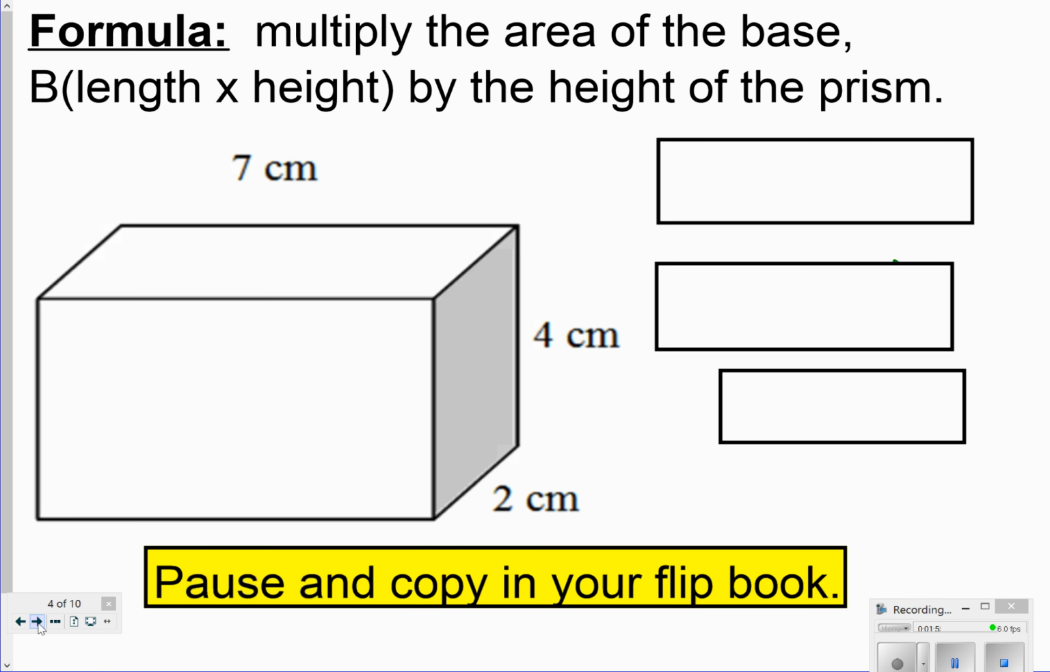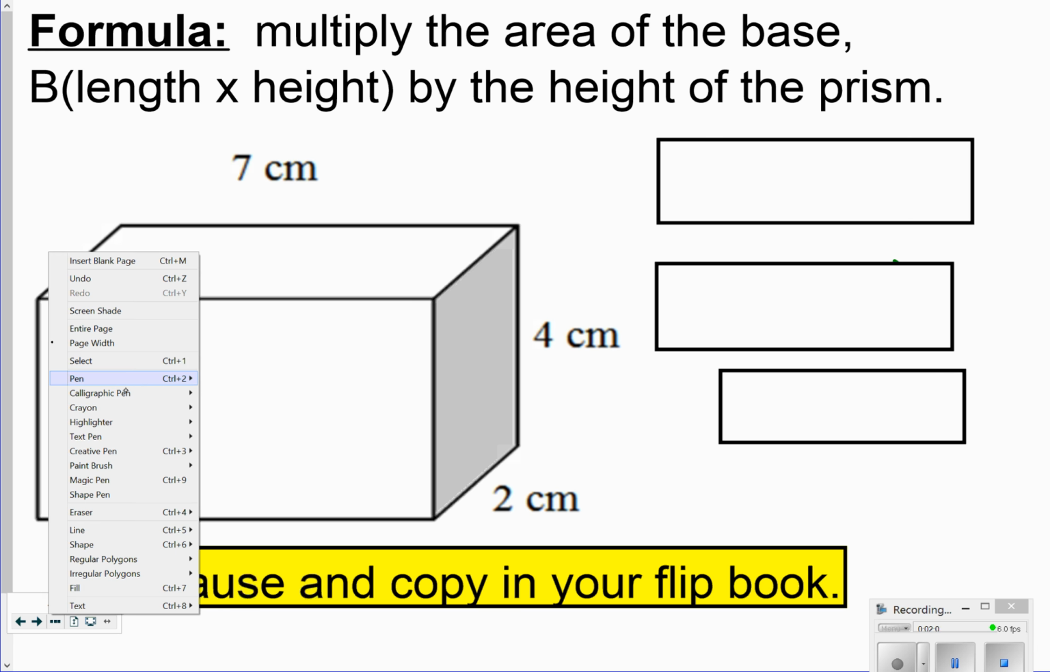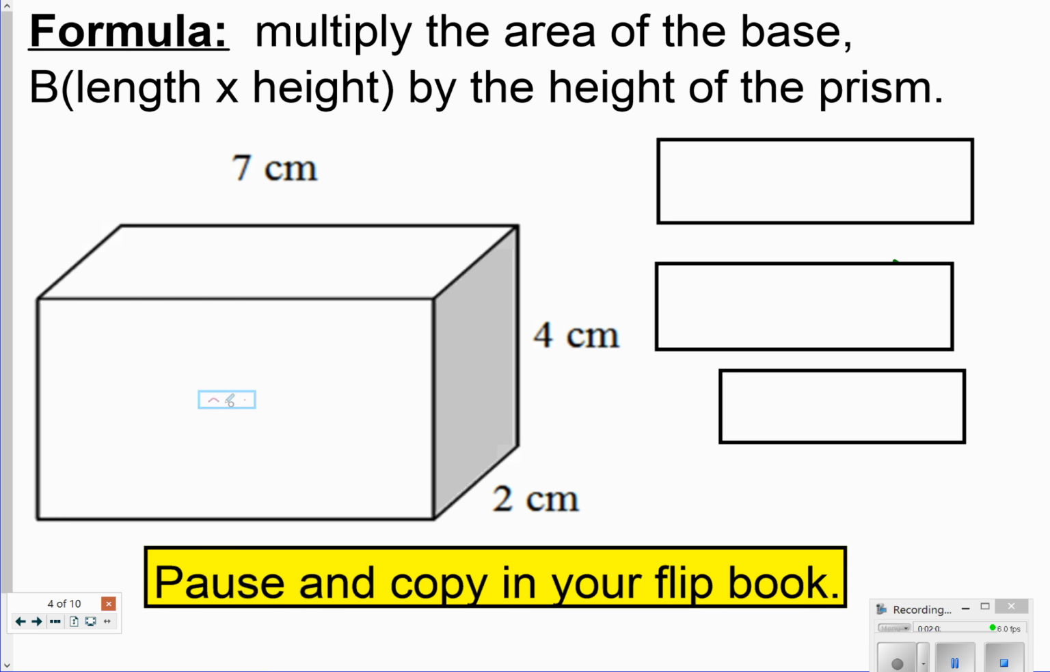All right, when we want to figure out the volume of it, there's a special formula that we can follow to find the volume of our rectangular prism. Okay, so we want to multiply the area of the base. And remember what area of a shape is: it's length times height, or width times length. They're all the same. So length times height would be the area of our base, and then we're going to multiply that by the height of the prism.